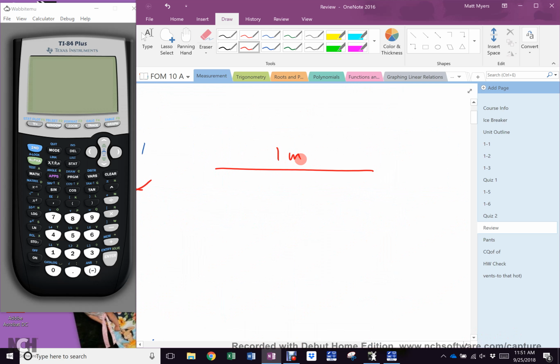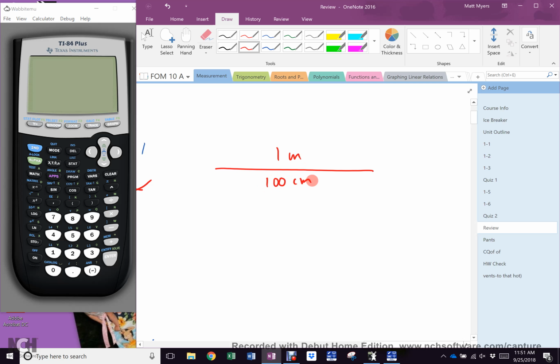One meter. Yes, Josh. The first question, it says how long will it take to complete? Oh, I forgot to do that. I'll fix that up in a sec. 1 meter, yes? How many centimeters is it? 100.